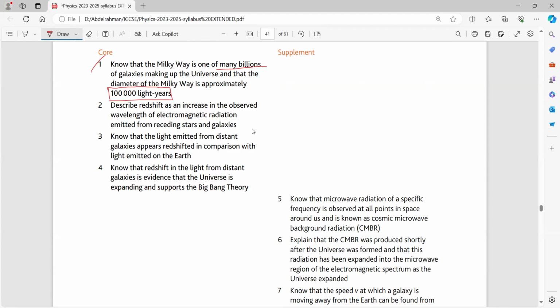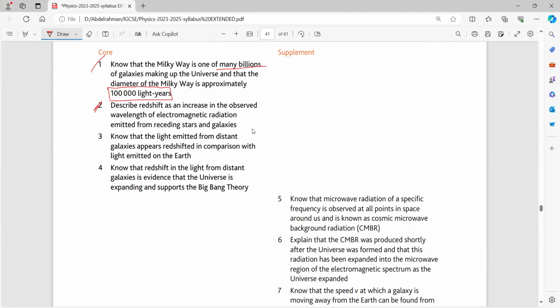Describe the redshift as an increase in the observed wavelength of electromagnetic radiation emitted from the receding stars. We have a question: is fusion of helium greater because it has a bigger mass? Yeah, you can say so.